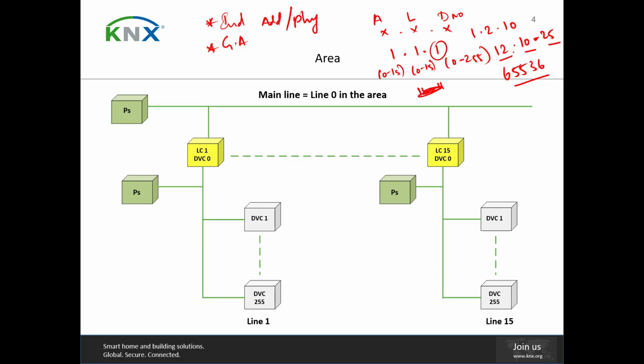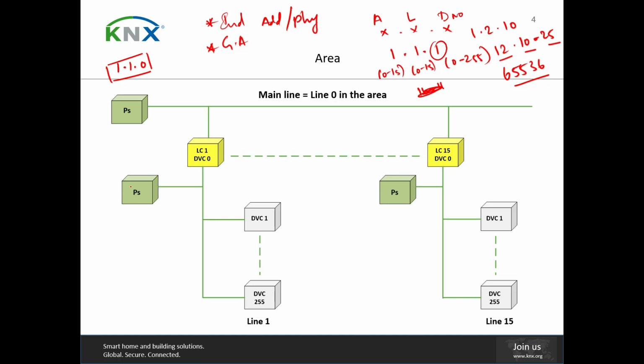So normally we need to understand the topology, as I said. The devices will be only from 1 to 255. The 0 address is always reserved for line couplers. So if a device has the address 1.1.0, that means this is the first line coupler in area 1. Okay, so that is what is happening here.